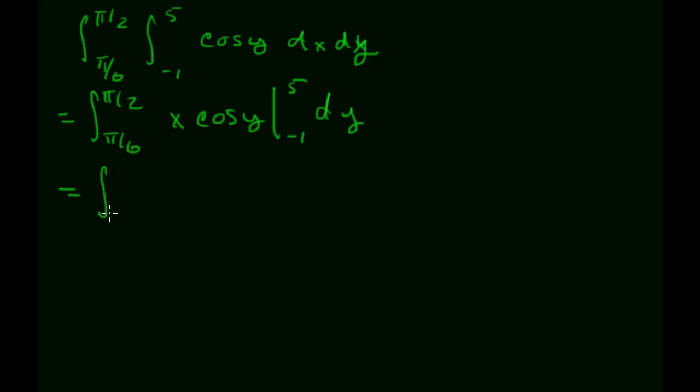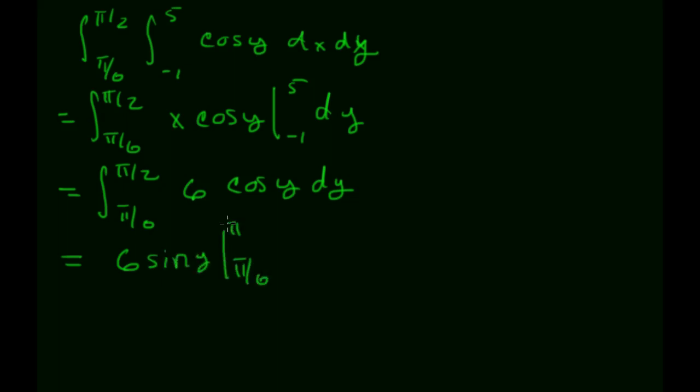So let's see, this is the integral from pi over 6 to pi over 2. 5 minus negative 1, I believe, gives me 6 times the cosine y dy. Alright, so we take an antiderivative of the cosine. Cosine in the antiderivative goes to sine. So this is 6 sine y from pi over 6 to pi over 2, which would be 6. Let's see, sine of pi over 2 is 1. Or sorry, pi over 6.